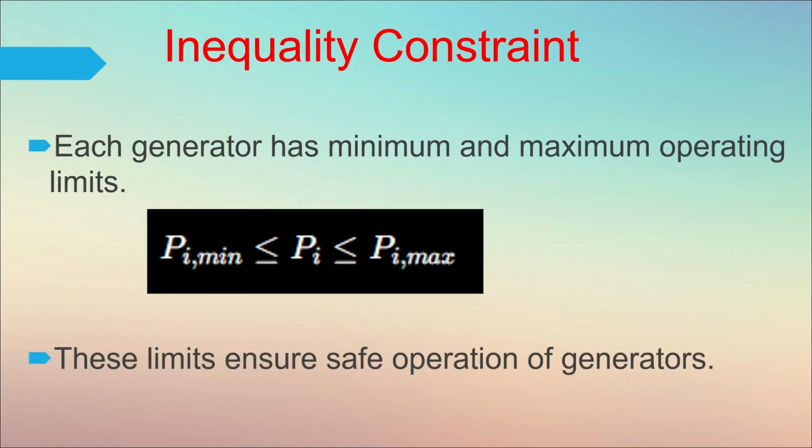Next, the inequality constraint. Each generator has minimum and maximum operating limits. This is in general called the range constraint. Within this range limit, each power generating unit should operate, between the minimum and maximum value. These limits ensure safe operation of generators. So, these two constraints are very essential while handling the economic dispatch problem, and they have to be meticulously applied.